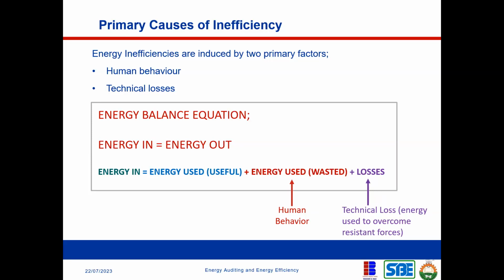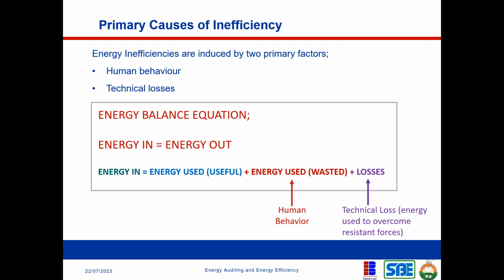So now, when we talk about energy efficiency, we need to understand the primary causes of inefficiency, because if we don't understand how this inefficiency comes into the energy system, then it becomes difficult for us to actually control the inefficiency. So we need to understand how these inefficiencies come into the systems, and by so doing, we can now be able to implement measures.